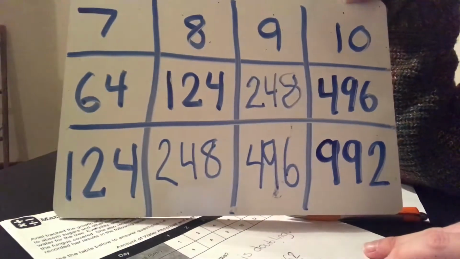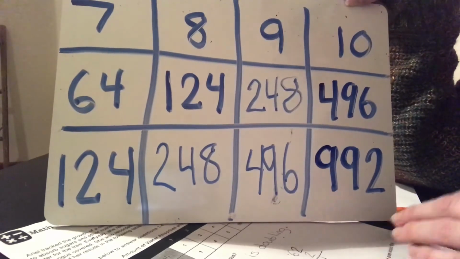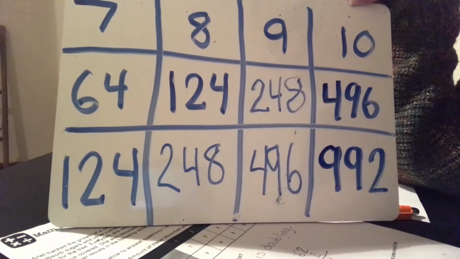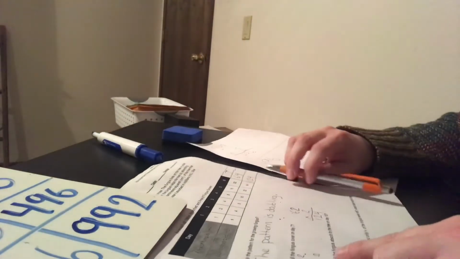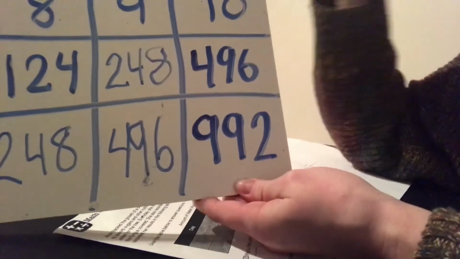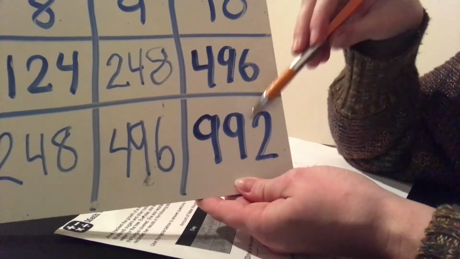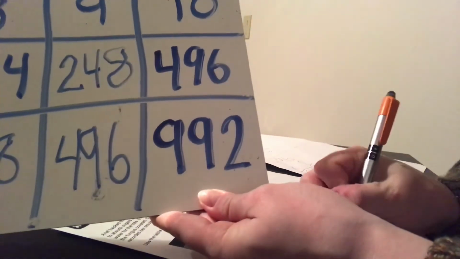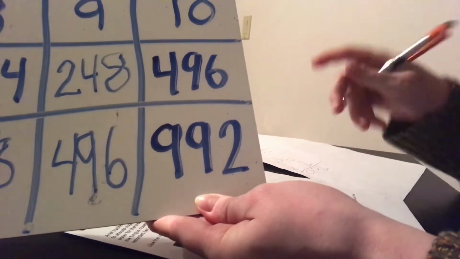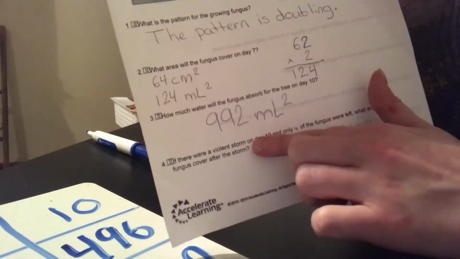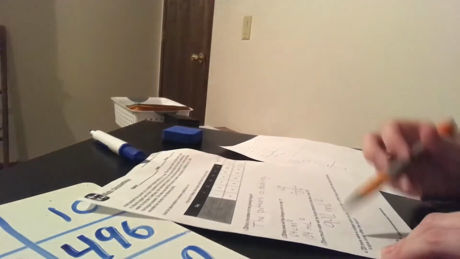So there's all my numbers again. Really this should be review, but I like how it's in the context of what we're learning about in the basic needs of organisms. So now for day 10, I'm going to answer the question: how much water will the fungus absorb for the tree on day 10? Well, I found out by my doubling process that 992 milliliters will be absorbed on day 10. It's right here.